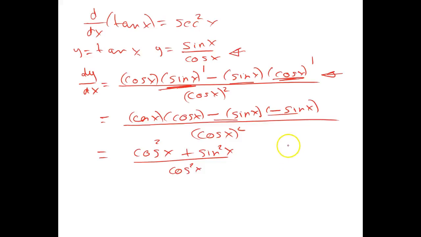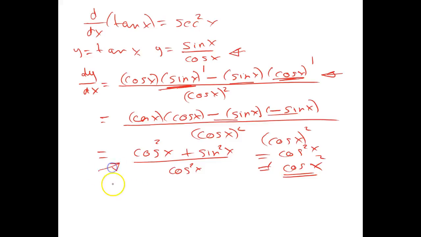I should point out, by the way, that cosine x squared is the same as cosine squared x. However, it's not equal to the cosine of x squared. And we'll see this actually when we look at the chain rule, which is our next unit. One thing you don't do is cancel cosines here.